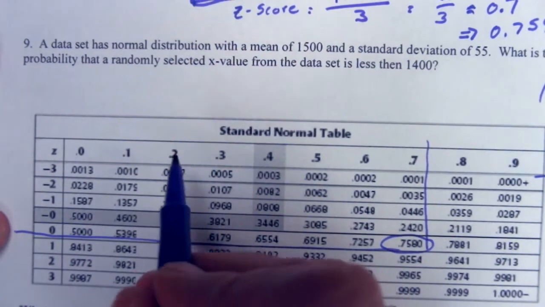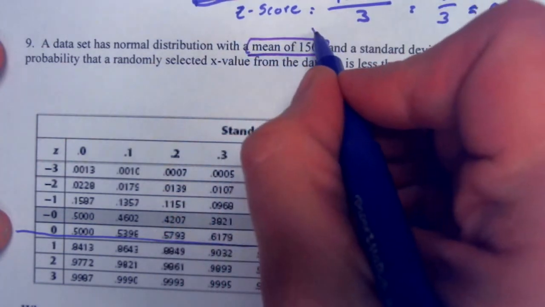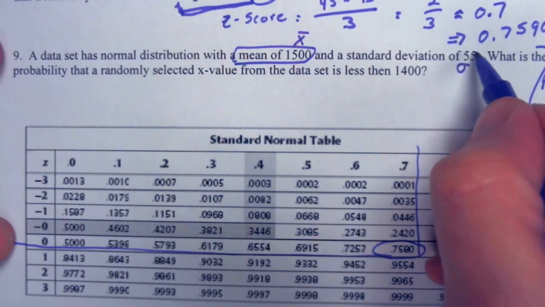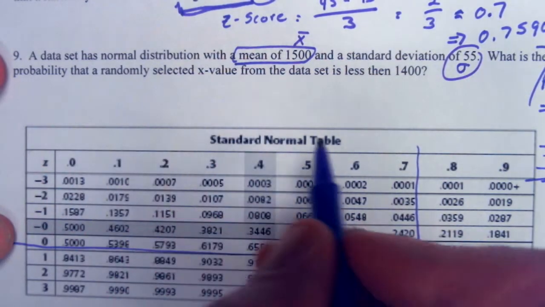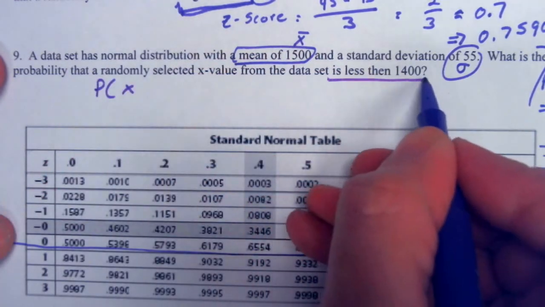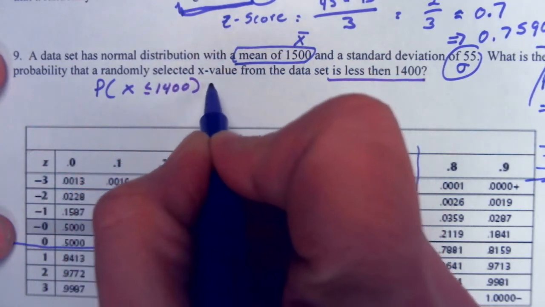Okay, a data set is normally distributed with a mean of 1500, so that's x bar, and a standard deviation of 55, so that's sigma. What's the probability that a randomly selected x value is less than 1400? Less than or equal to 1400. That's how we write it here.